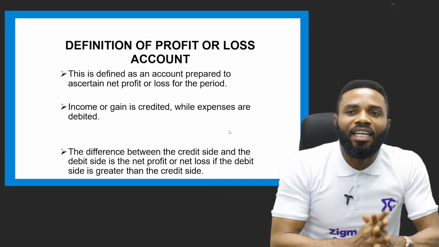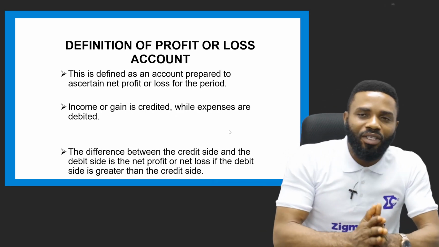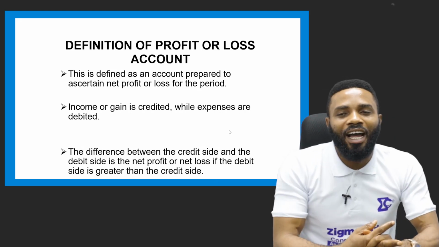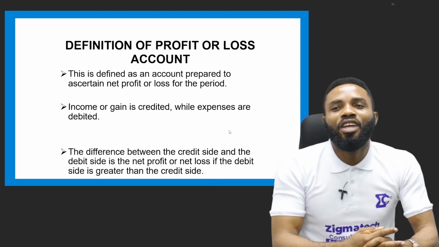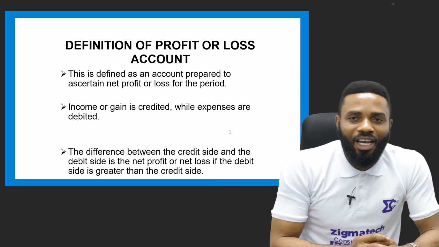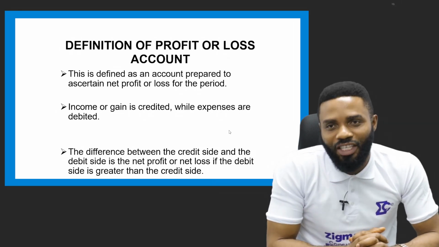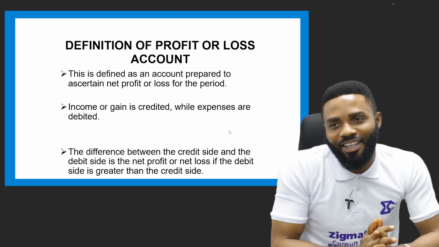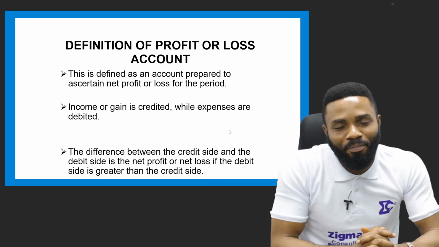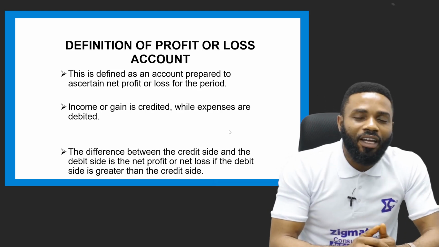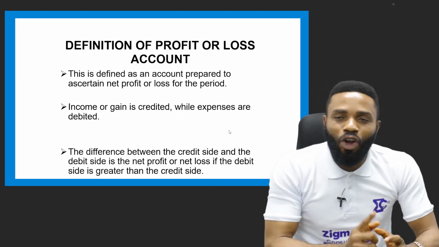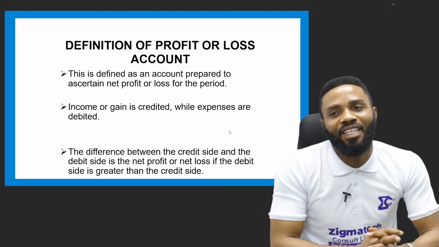And the last thing is that the difference between the credit side and the debit side is the net profit, or net loss if the debit side is greater than the credit side. We don't wish any businessman to have the debit side higher than the credit side, because the debit side is the side for expenses. Once the debit side is higher or greater than the credit side, there is a problem. The business will begin to fold gradually, and before you know, it will be liquidated. So we don't wish any businessman or woman to have this experience.